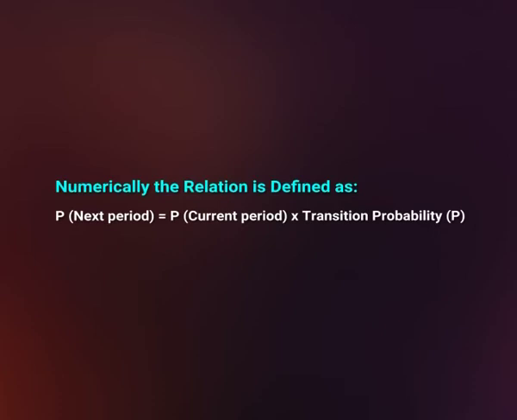Given the current state of a variable, the Markov analysis process involves defining the likelihood of a future action. A decision tree can be drawn and the likelihood of a result can be calculated once the probabilities of future actions at each state are determined. Numerically, the relation is defined as P next period is equal to P current period multiplied by transition probability P.